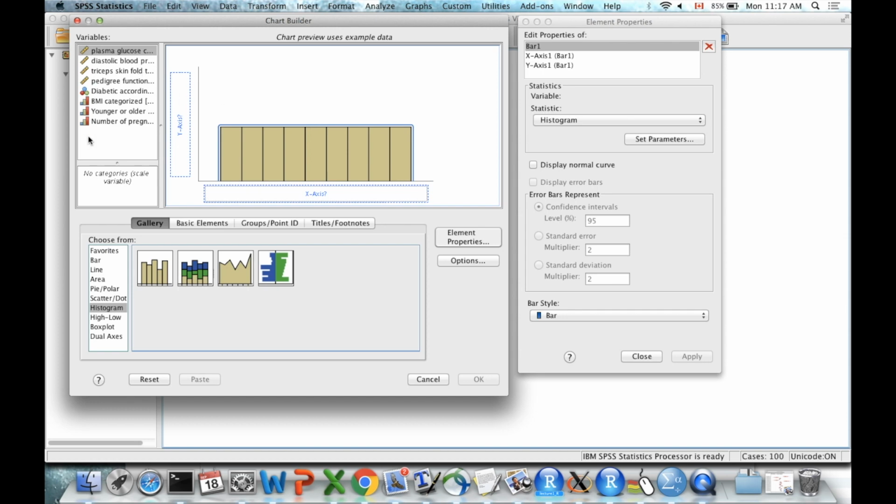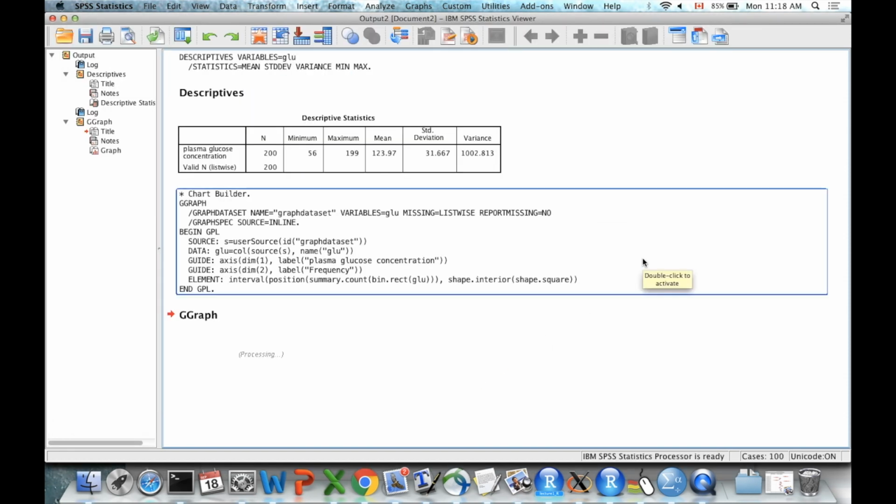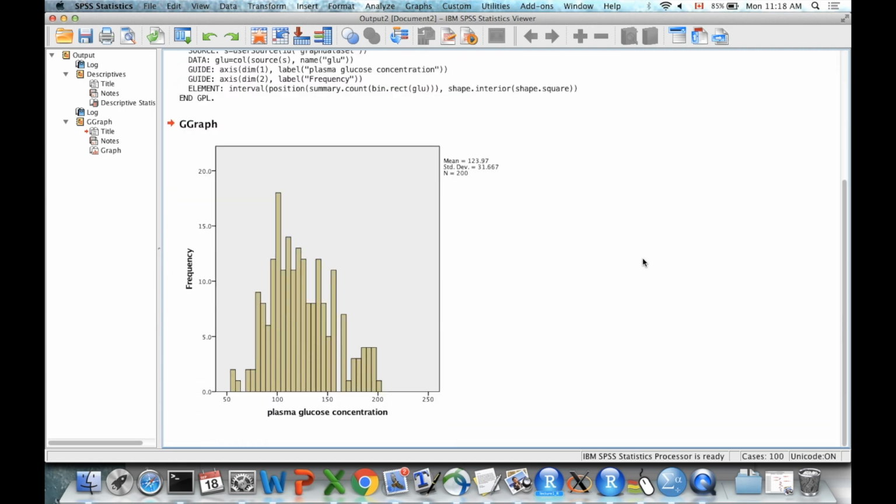And then you take any variables that you want and you just drag them to whichever axis you want the variable to be on. So in a histogram, there's no y-axis, it's just frequency. So we just need to put something on the x-axis. So let's do plasma glucose concentration again. Okay, so have that. And from there, it's as simple as just pressing OK. It's going to take a second to plot this. And there's our resulting histogram.